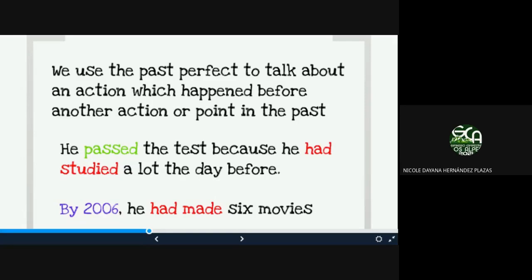Que él haya hecho las 6 películas, también. Ya es una acción completada, se acabó, está en el pasado y ya. Pero una fue antes que la otra. Esa que fue antes que la otra es la que va a ir en pasado perfecto. Questions up to this point, guys?